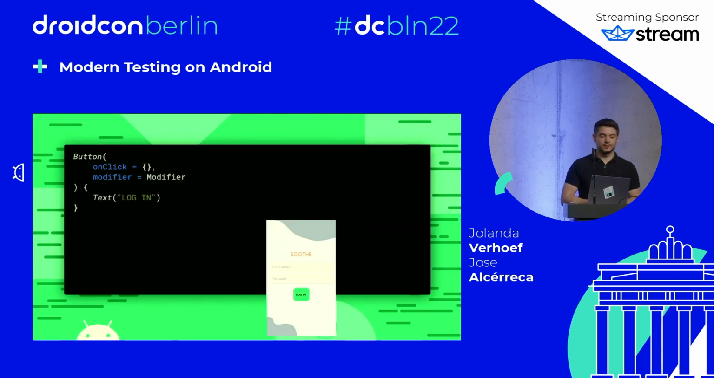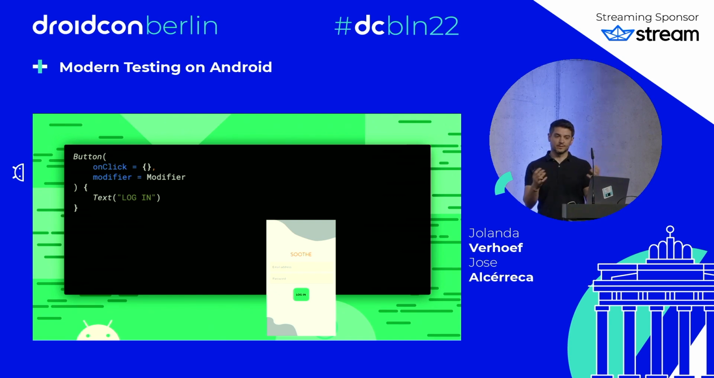A better approach would be to use screenshot testing. The way it works is you start a test that shows a screen or a composable. You take a screenshot of the part that you want to verify, and then you compare it against a previously approved image. We call this image a golden screenshot, or a golden image, or a baseline screenshot.